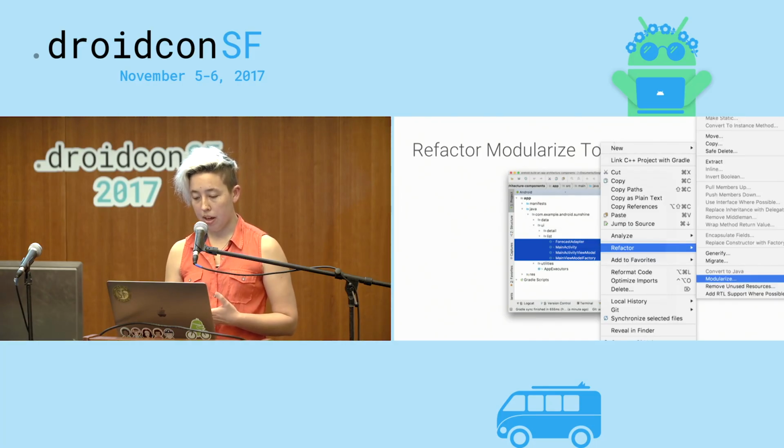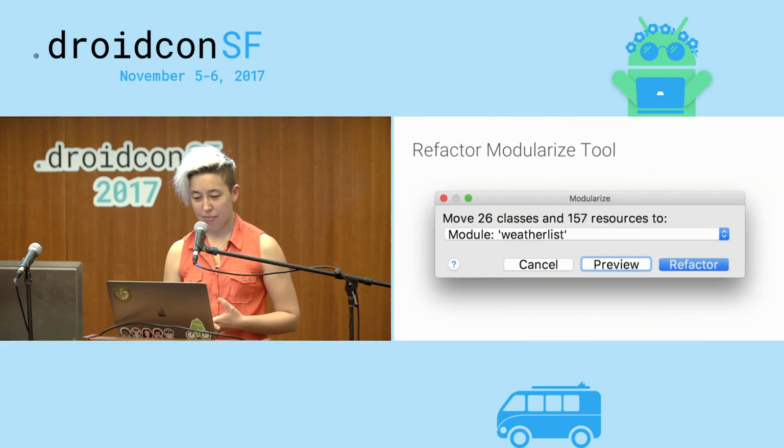Then I can right-click, refactor, modularize. I select the module that I want it to go into, the feature module that I want it to go to. And now you could click refactor, but my expert advice to you is to click the preview button instead.